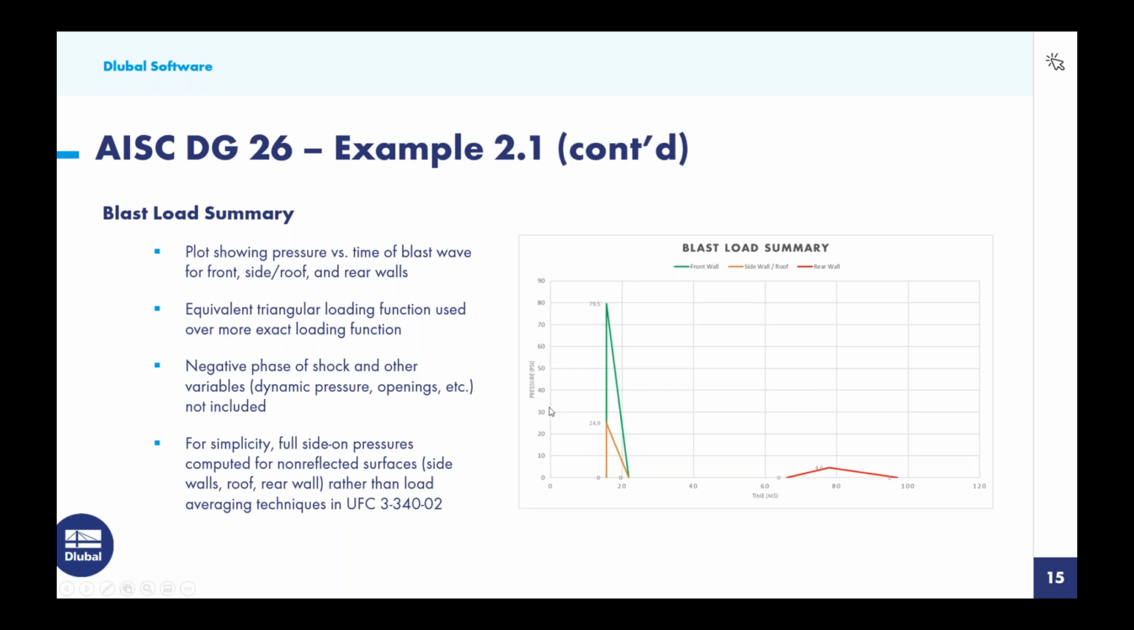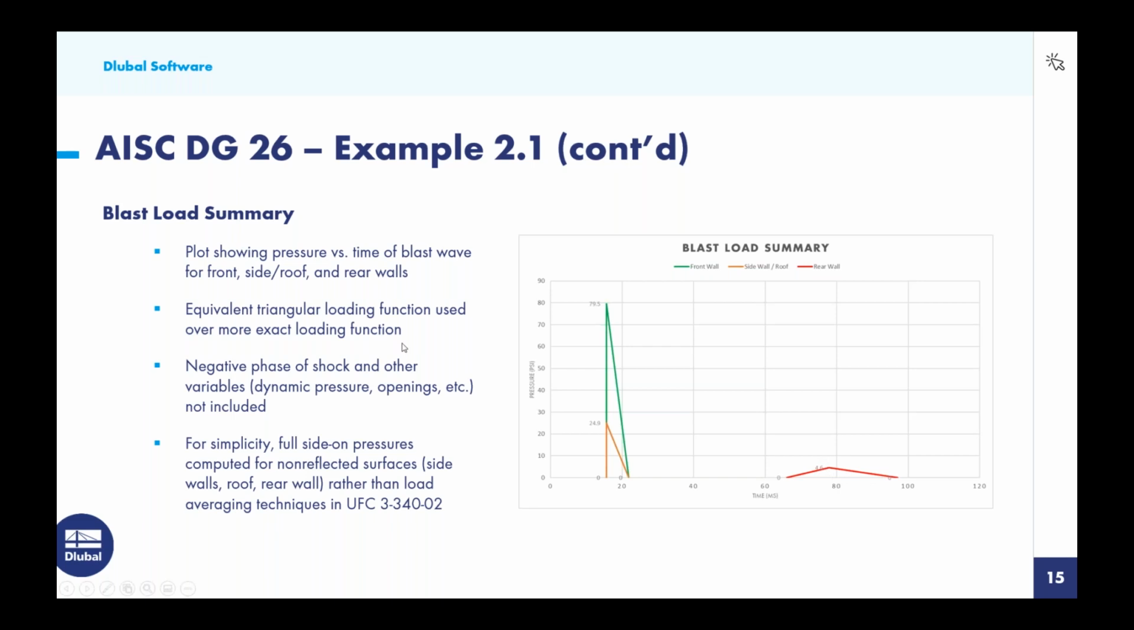On the y-axis is going to be the pressure. We would fully expect the highest pressure to be applied to that front wall, significantly less to the side walls and roof, because remember that the blast load is just sweeping over those surfaces. And finally, the rear wall will be relatively low as well.